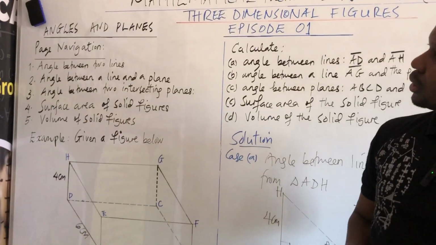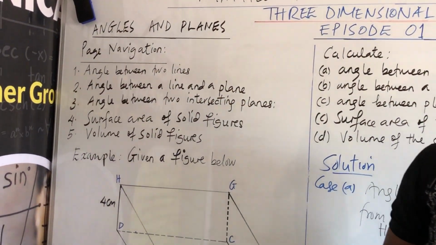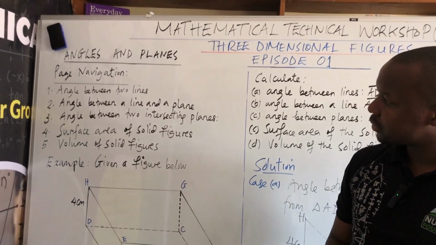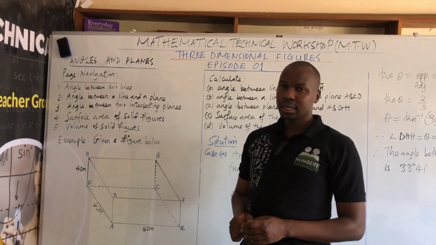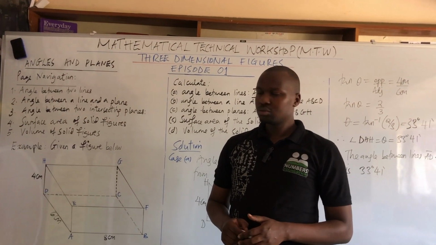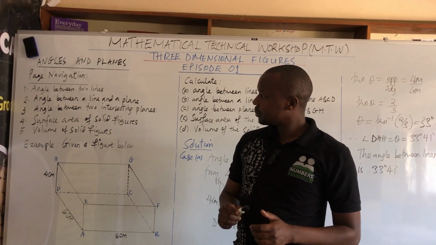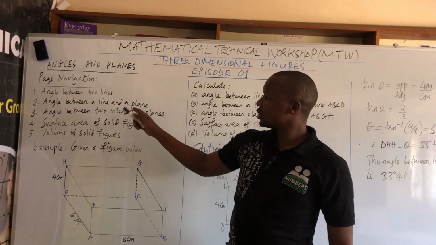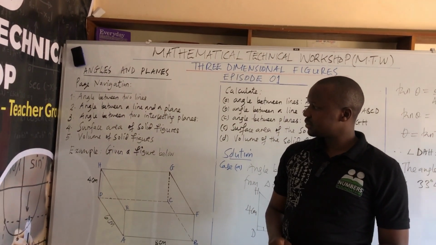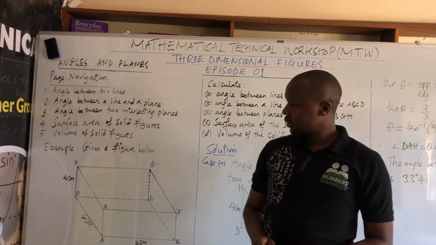Of episode 1. Now we are going to see the angles and the planes, and we are going to navigate on the following categories: angle between two lines, the angle between a line and a plane, but also angle between two intersecting planes. Also, we'll see the surface area of the solid figures and the volume of the solid figures.